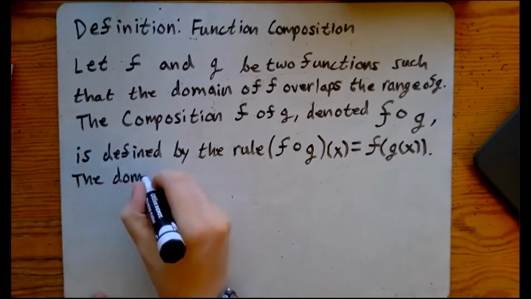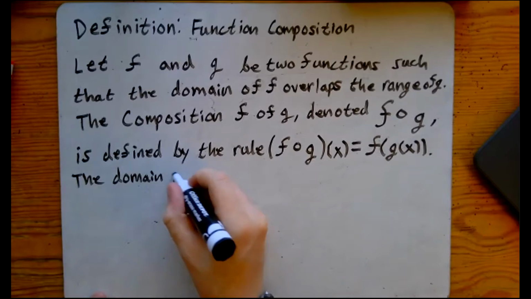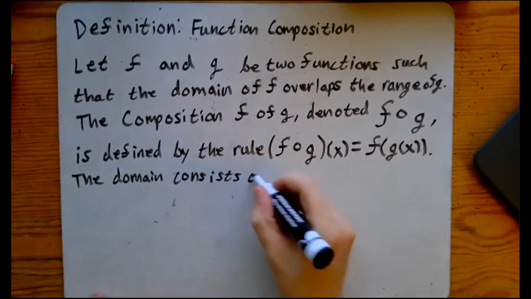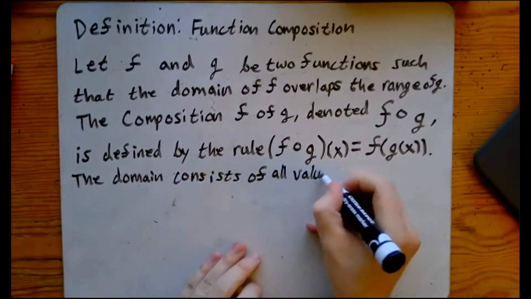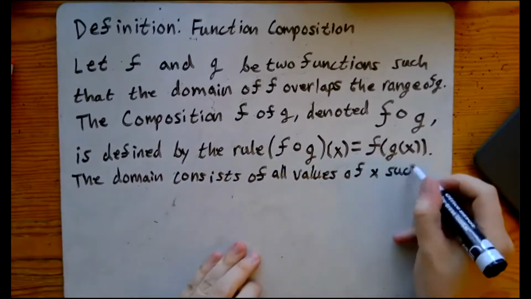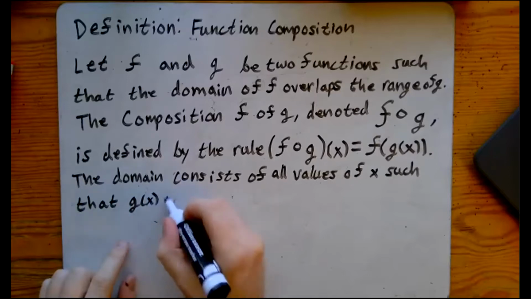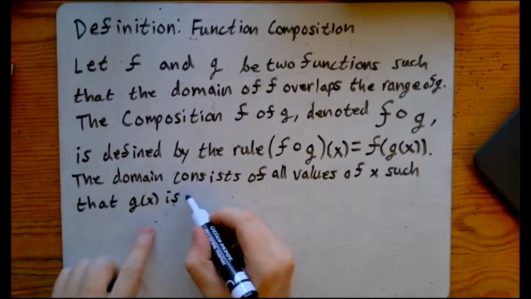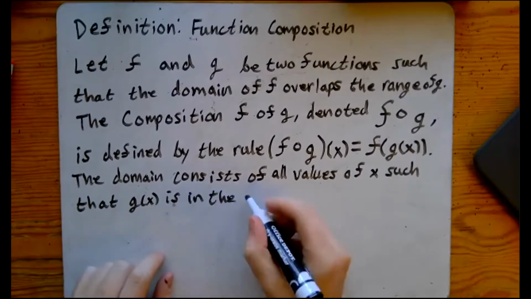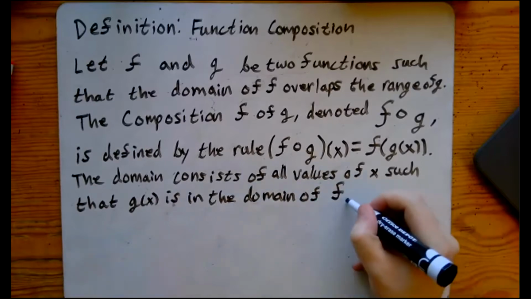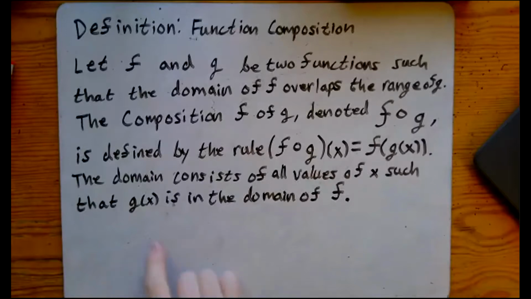The domain consists of all values of x such that g of x, that is the output g of x, is in the domain of f. In other words, our domain is going to be the numbers that, when you plug them into our inner function g, will spit out values that we're allowed to plug into our outer function f. All right.